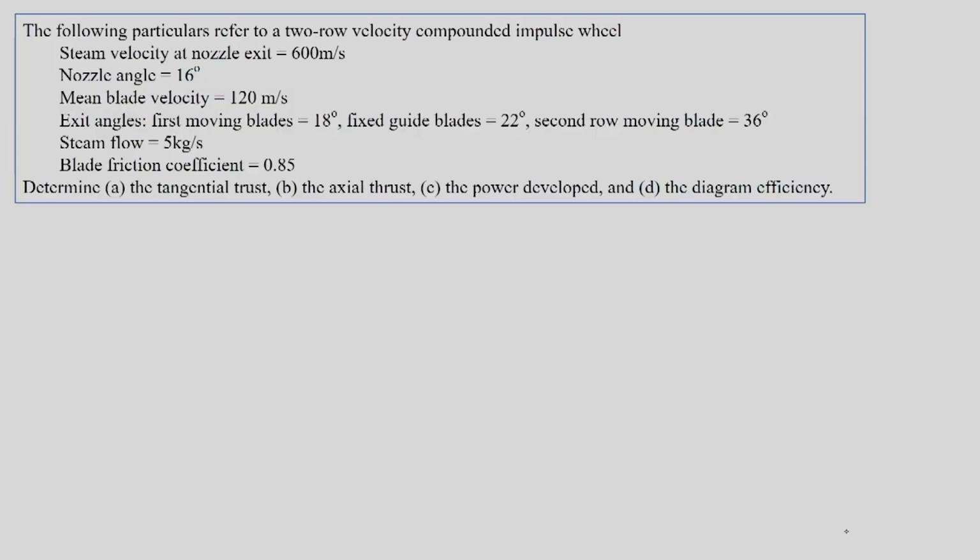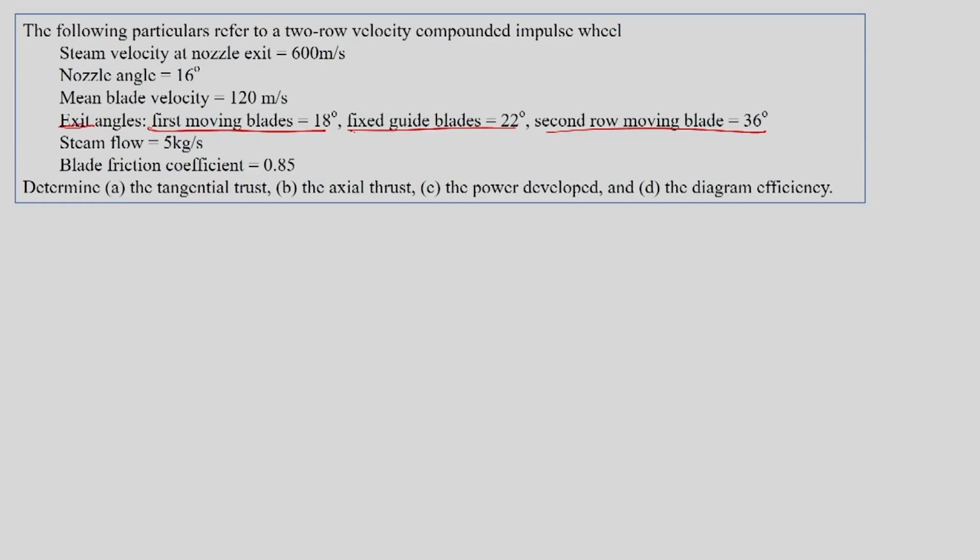We will start the next example. It states that the following particulars refer to a two-stage velocity compounded impulse wheel, meaning turbine. Steam velocity at nozzle exit is 600 meter per second, nozzle angle is 16 degrees, mean blade velocity is 120 meter per second. Exit angles are given: for the first row of moving blades it is 18 degrees, for the fixed guide blades it is 22 degrees, and the second row of moving blades has an exit angle of 36 degrees. Steam flow is 5 kg per second.